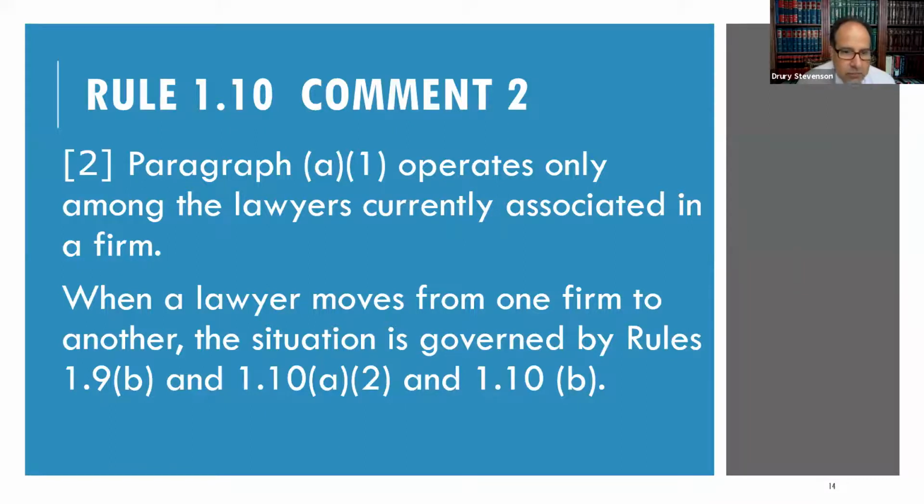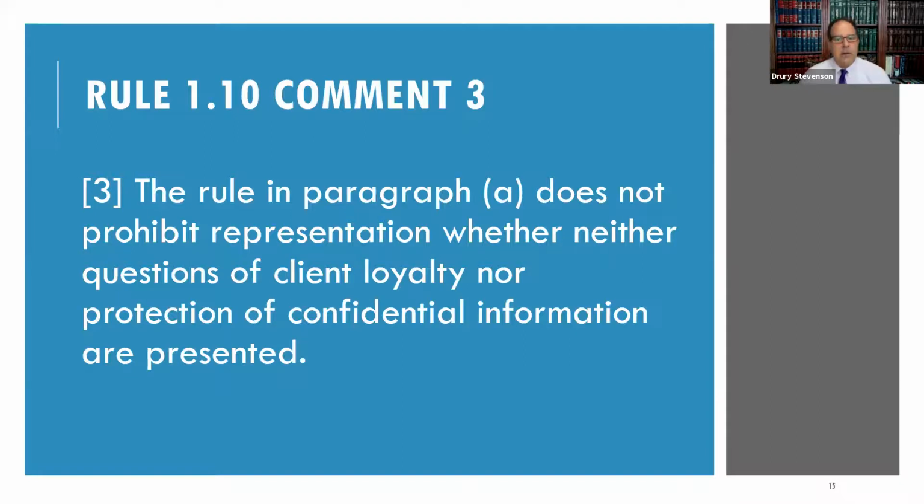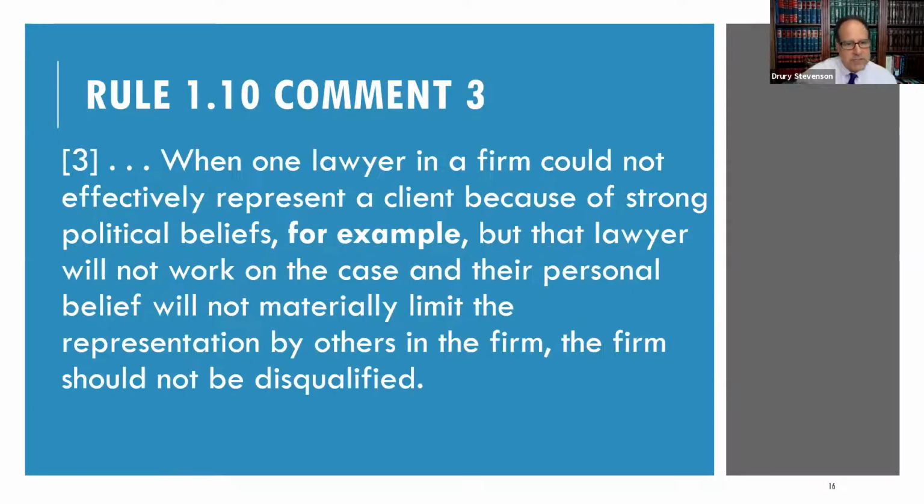And when a lawyer moves from one firm to another, the situation is typically governed by 1.9b, 1.10 and 1.10b. The rule in paragraph A does not prohibit representation where neither questions of client loyalty nor protection of confidential information are presented. I think that's supposed to say where. That must be a typo in the rules. This would apply when one lawyer in a firm could not effectively represent a client because of strong political beliefs, for example.